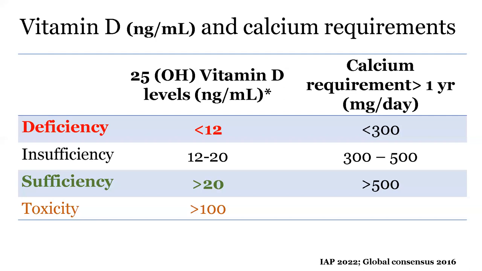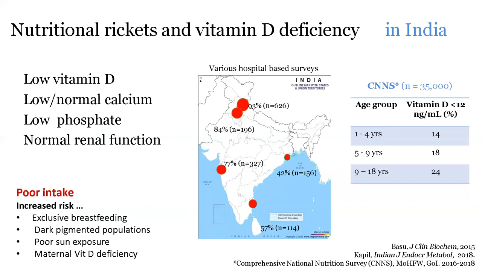Now, because of nutritional deficiency, there is poor nutrition or nutritional intake, there are low levels of vitamin D, causing vitamin D deficiency. So low vitamin D with lower normal calcium, with low phosphate levels, but a person having normal renal function would have nutritional rickets. Mainly it's due to poor intake, but there are other risk factors like exclusively breastfed infants, then darker populations, poor sun exposure, and mothers having vitamin D deficiency.